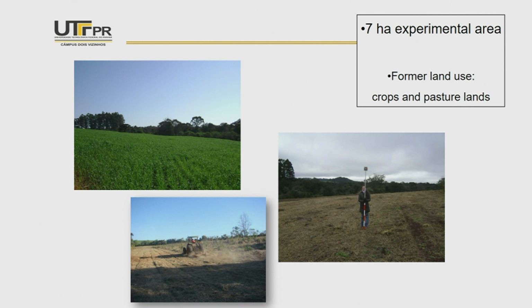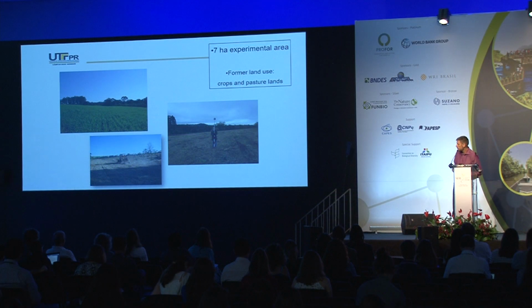So here our experiment, we have a 7 hectares experimental area where the former land use was crops and pastures. Before putting the treatments on the field, we did a clear cut. We cleared all the area so the treatments would have the same chances to develop.